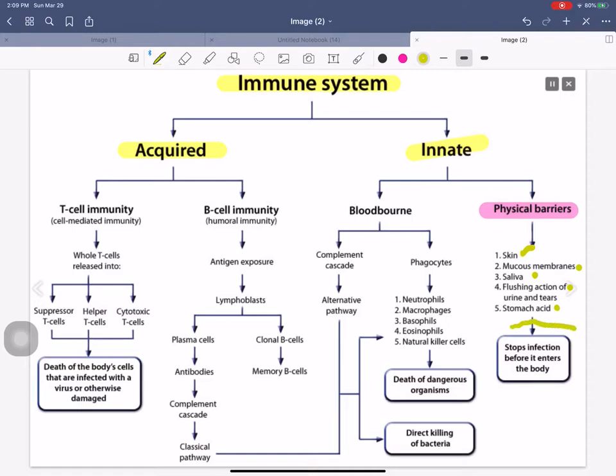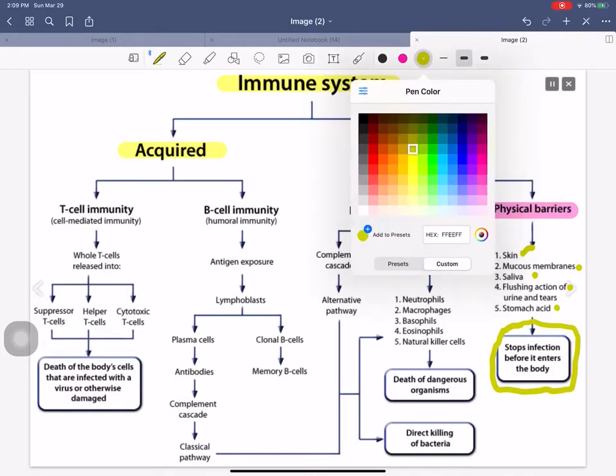The main thing about this is that it helps to stop the infection before it enters the body. So physical barriers are very important because, of course, we certainly have a number of bacteria, fungi, viruses on our skin, near our body openings. And, of course, a lot of our cavities face the outside world. So it has a very big role in dealing with these.